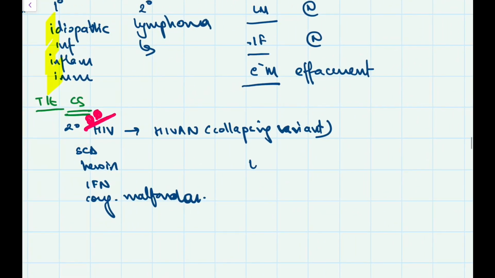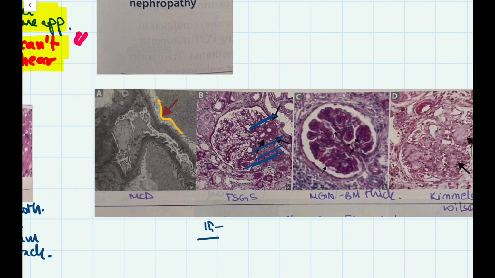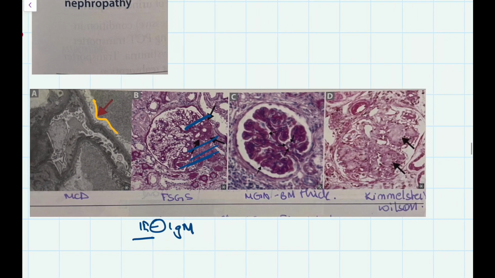The features on light microscopy are pink glomerulosclerosis. What is important to note is that only a segment of the glomeruli is involved and less than 50% of the glomeruli are involved. So that is what is focal segmental glomerulosclerosis. Any pink deposition is glomerulosclerosis and hyalinosis. If you talk about the immunofluorescence, it is usually negative, but it may be positive due to focal deposits of IgM or C3. Electron microscopy will again show effacement of the foot processes like in minimal change disease.